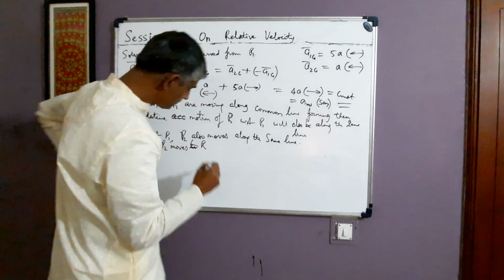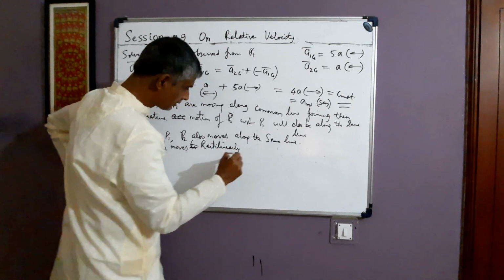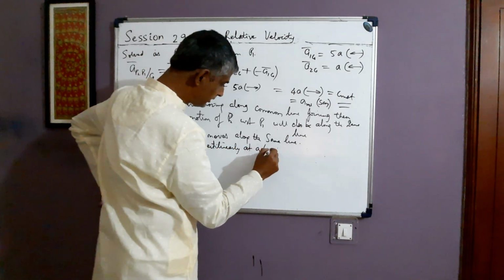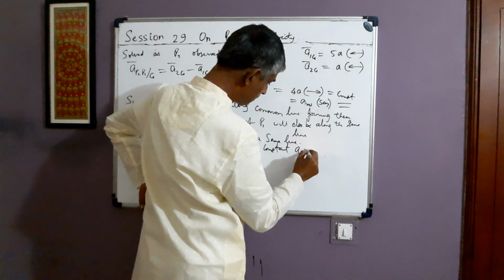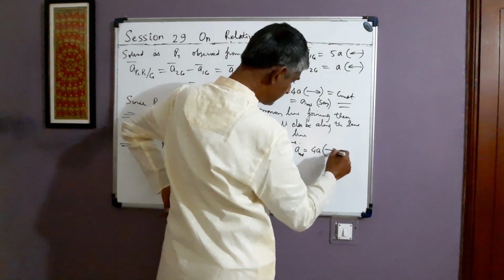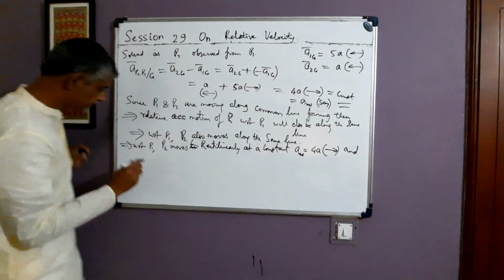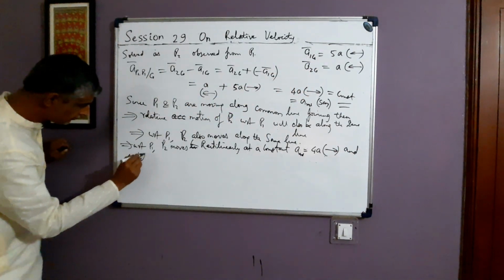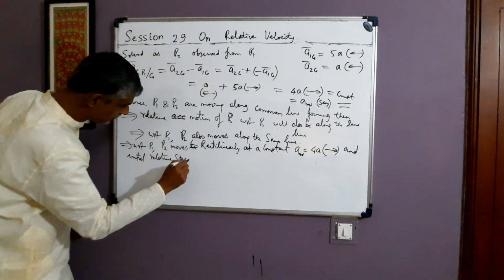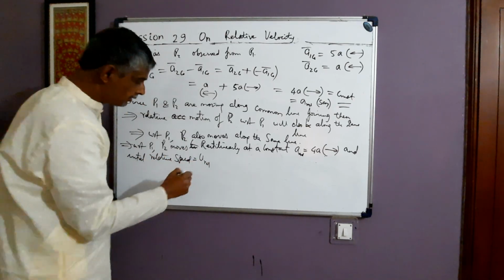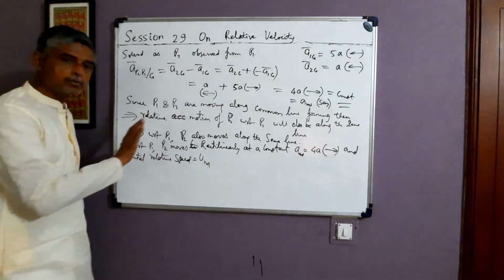So this means with respect to P1, P2 moves rectilinearly. Rectilinear meaning straight line, at a constant a relative equal to 4a rightward and initial relative speed u relative. This u relative will be different for A, B and C, different cases. Fine. So this is the basic observation till now.